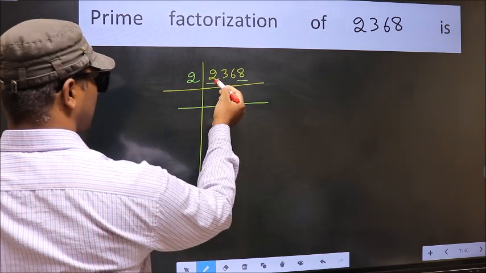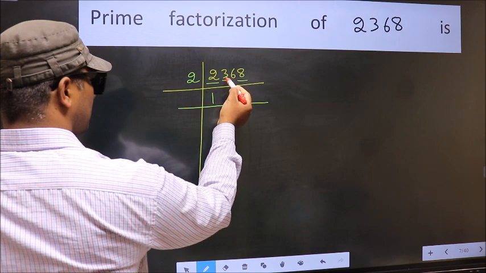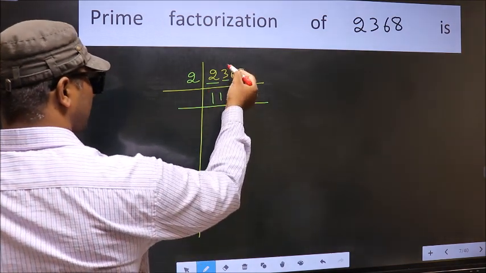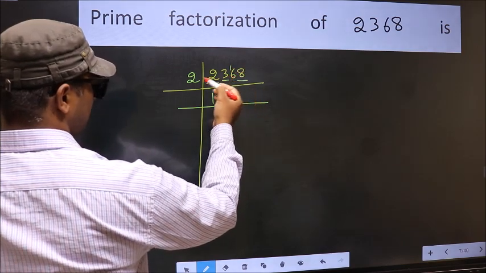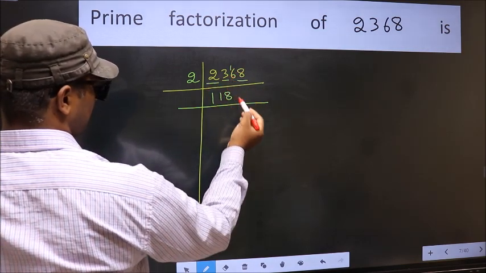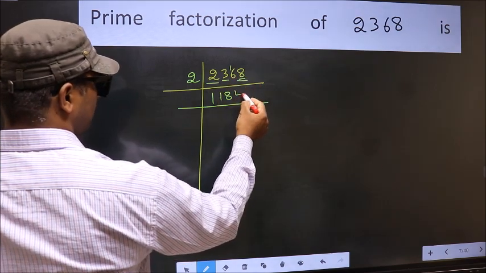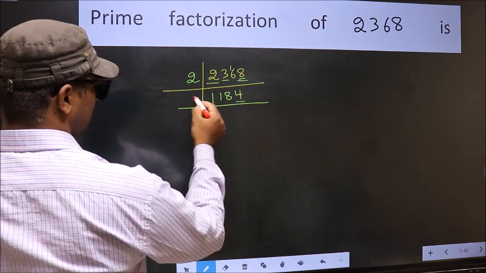First number 2, when do we get 2 in the 2 table? 2 ones 2. The other number 3, a number close to 3 in the 2 table is 2 ones 2. 3 minus 2, 1, 1 carried forward, 16. When do we get 16 in the 2 table? 2 8s 16. The other number 8, when do we get 8 in the 2 table? 2 4s 8. Now the last digit 4 is even, so take 2.